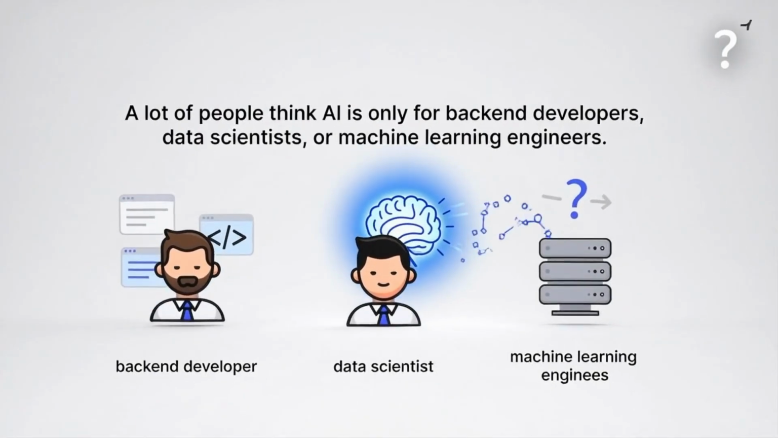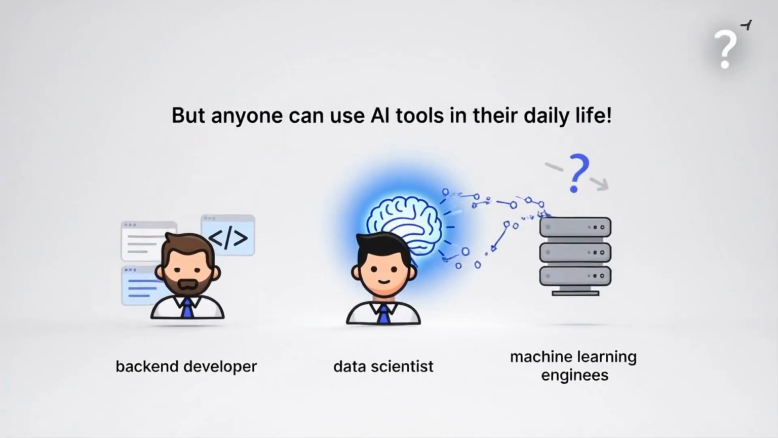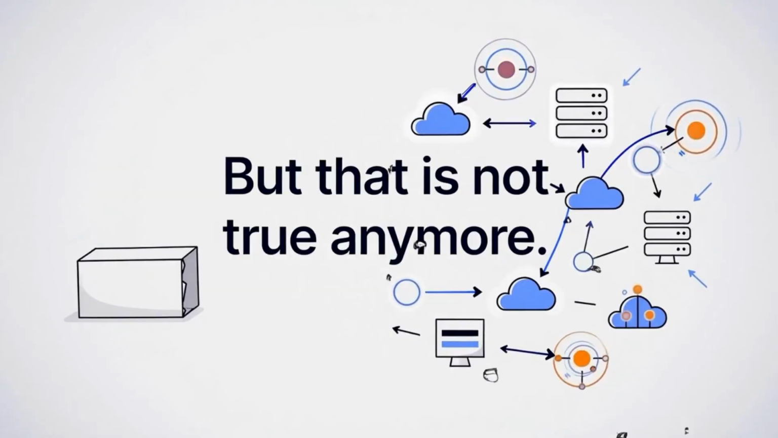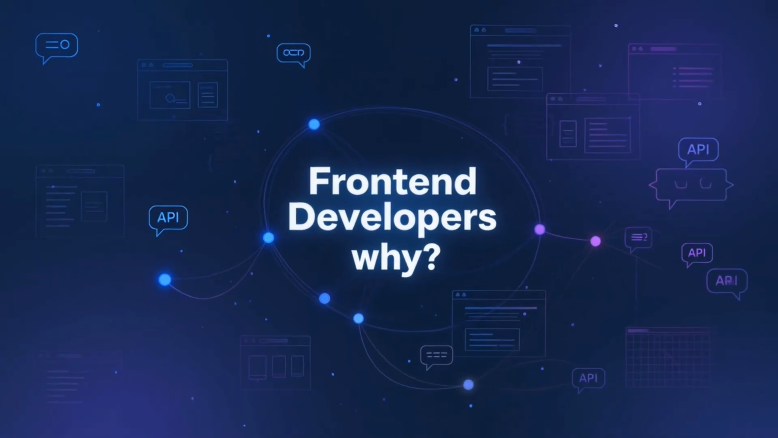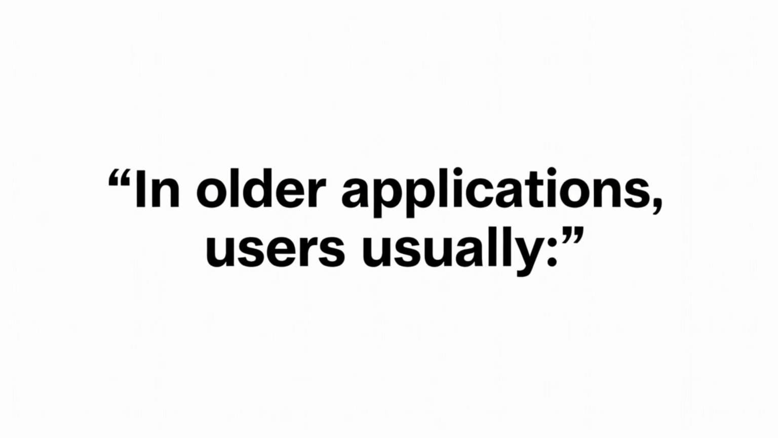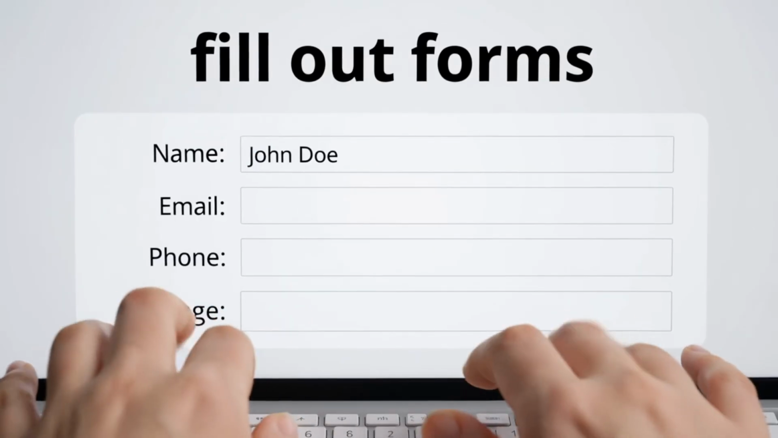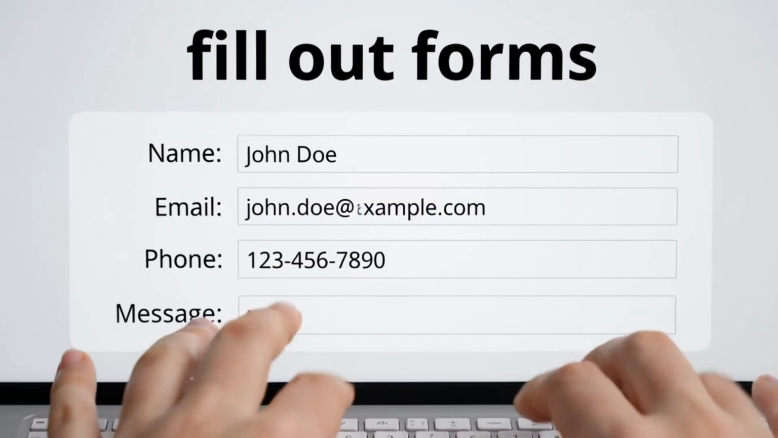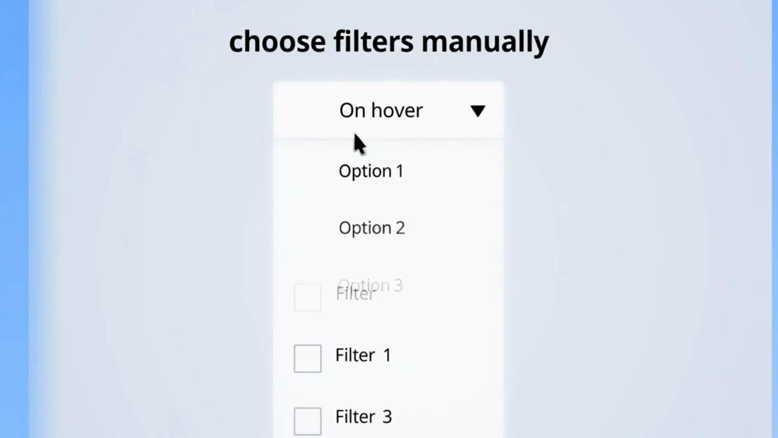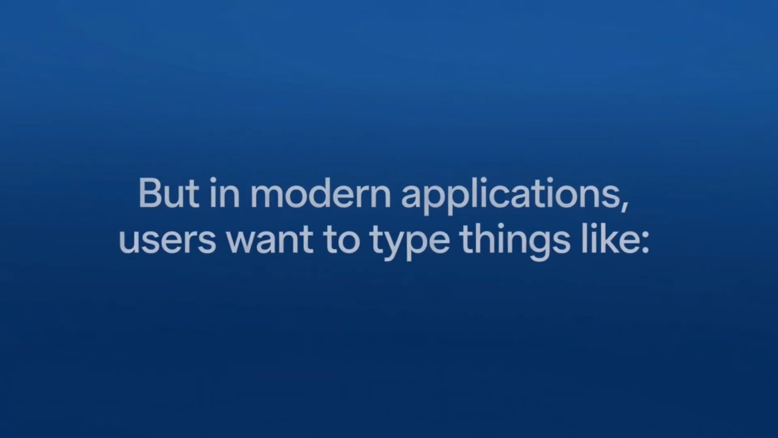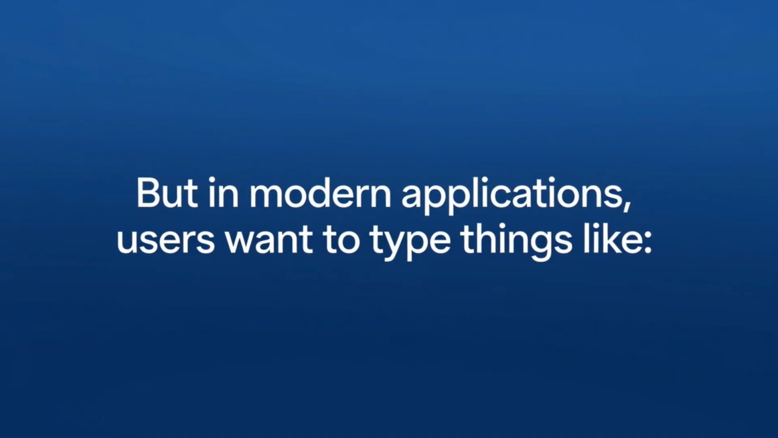A lot of people think AI is only for backend developers, data scientists, or machine learning engineers, but that is not true anymore. This is also very important for front-end developers. Why? Because the way users interact with applications is changing. In older applications, users usually click buttons, fill out forms, choose filters manually. But in modern applications, users want to type things like, "Show me only active customers from New York, find products below $50, summarize this dashboard, create a report for this month." That means user interfaces are slowly becoming more natural language based and more AI assisted.